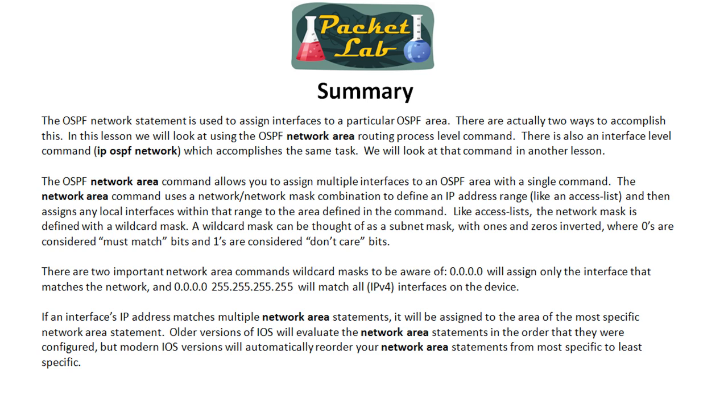Older versions of IOS, and I'm throwing this in here basically for historical purposes now, if you're running something, I think it's 12.2 and before, hopefully you never run across it in production, but if you do, you have to keep in mind that older versions actually keep the order that you've entered these, so it's going to be really important that you put your most specific network area statements first and then put them in descending order of specificity. Modern IOS versions will do this for you, so it's not going to be a big problem.